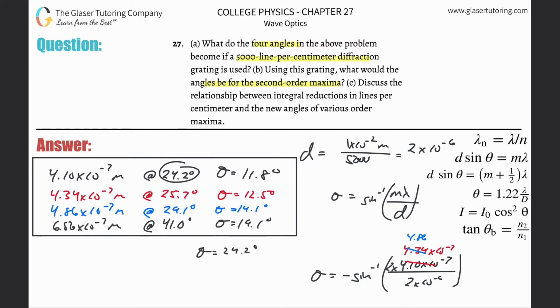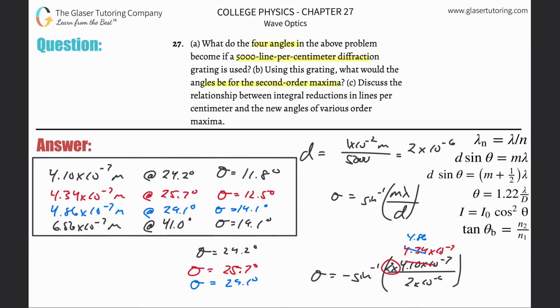Wait a minute. That's the same as this. What do you think is going to happen as I keep going? Guess what? They're all going to be the same. Check it out for yourself and do the calculations. The next one is 2 times this wavelength, divided by the 2 times 10 to the minus 6. See what you get. They're all going to work out to be the same as the prior answers from the first problem.